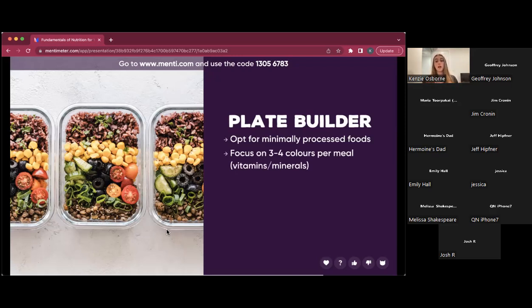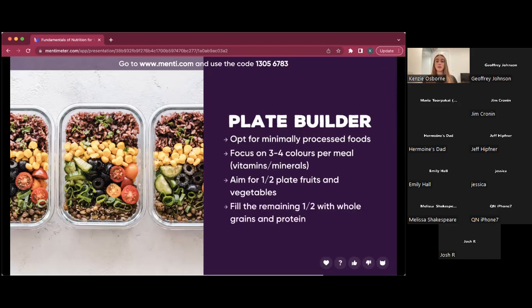Okay, the more colors that you have, the more variety of vitamins and minerals that you're consuming. So having a colorful plate can not only be pretty, but also provide you with better nutritional value. Aim for half of a plate of fruits and vegetables, and then fill the remaining half with your whole grains and protein. Again, this is when you're building a plate outside of training.